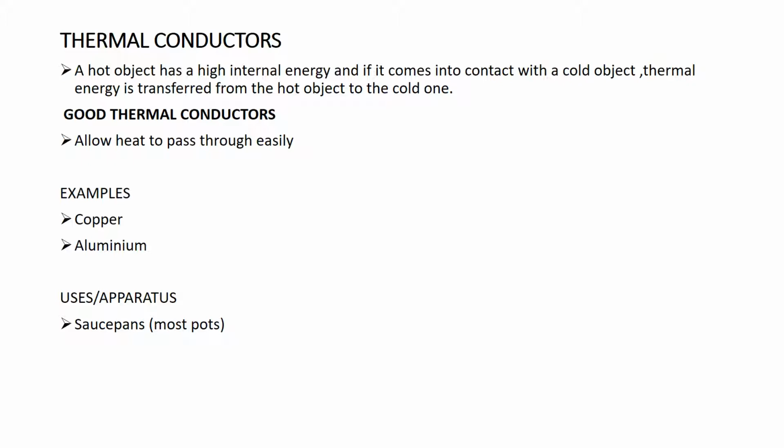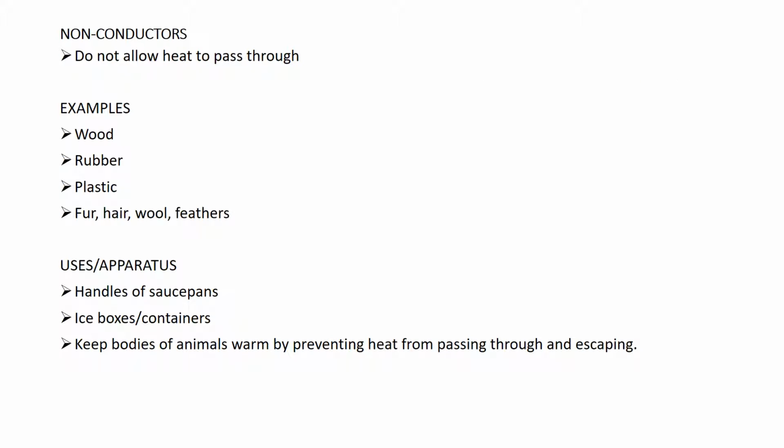Thermal conductors. A hot object has a high internal energy, and if it comes into contact with a cold object, thermal energy gets transferred from the hot object to the cold object. Good thermal conductors are those that allow heat to pass through easily, like copper and aluminium. And we see this used in our saucepans and most pots, because we want, again, our saucepans to be able to transfer heat to our food so that it can be cooked.